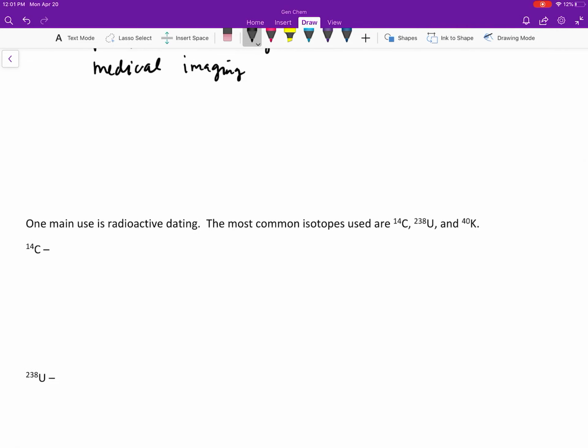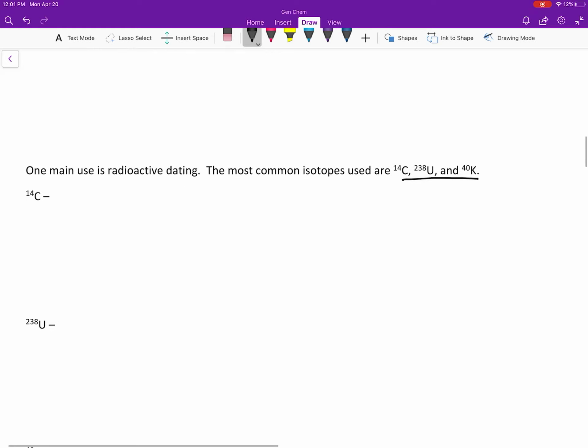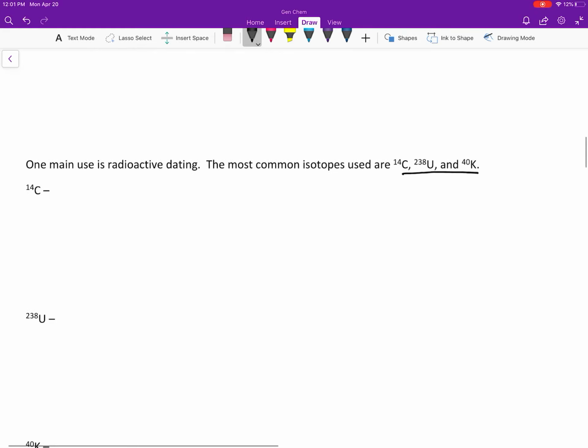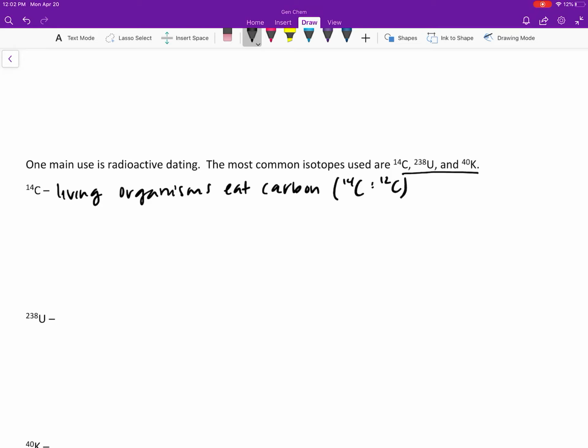The most common isotopes used are carbon 14, uranium 238, and potassium 40. So most of the time, carbon 14 is going to be used in things that were once living organisms and are now dead, because living organisms eat carbon. And this ratio is something that is constant. Upon death, you stop eating, and so the intake of carbon is going to stop.